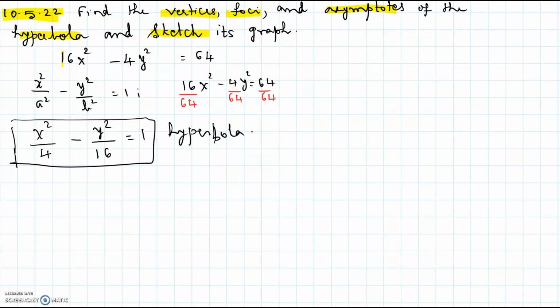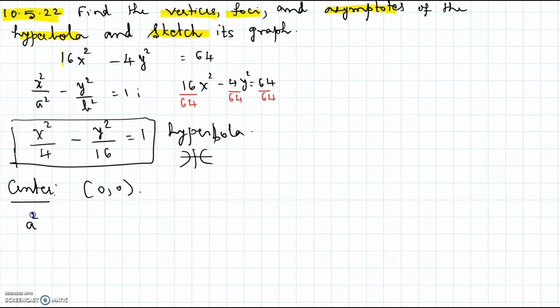We also know if the coefficient of x squared is positive, the branches of the hyperbola will cut the x-axis. If the coefficient of y squared was positive, then the branches would cut the y-axis. So in this case, the branches of the hyperbola are going to be cutting the x-axis. Obviously, for this one, the center of the hyperbola is the origin.